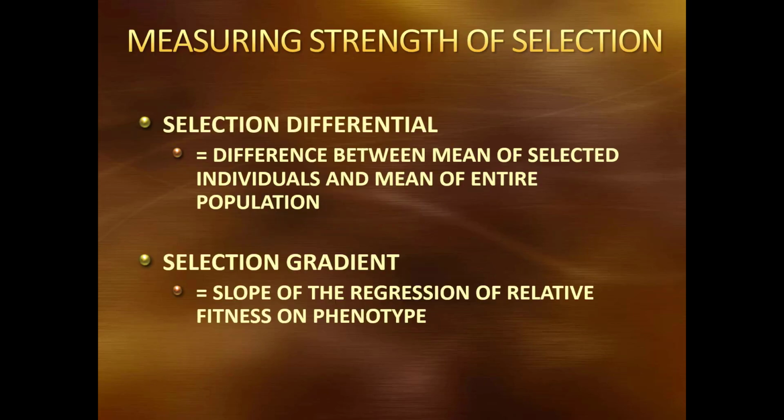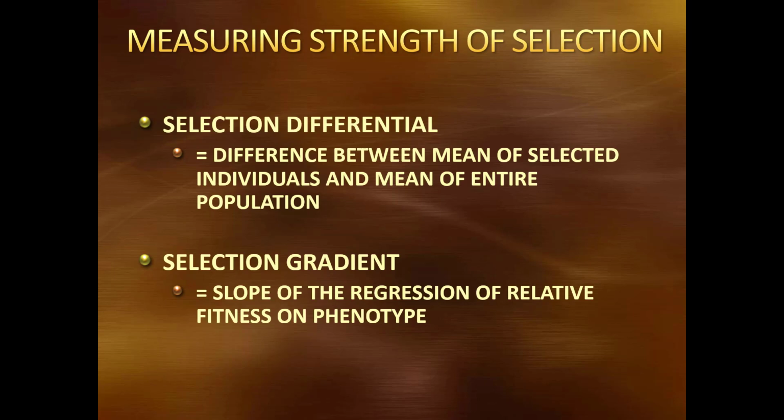Remember, our response to selection is essentially the heritability, and we're going to see that we multiply that heritability by the strength of selection. There are actually two different ways we can measure strength of selection. One is the selection differential. If you take two populations, before and after selection, and compare the mean for, let's say, running speed before and after selection, that would be your selection differential. Now, the selection gradient is a little bit more abstract than that.